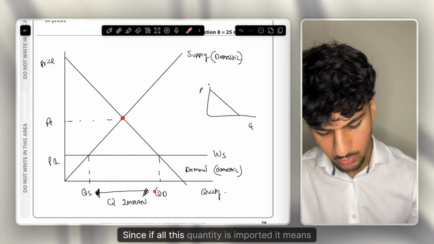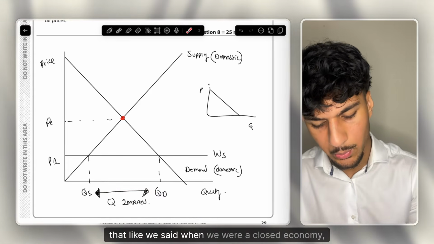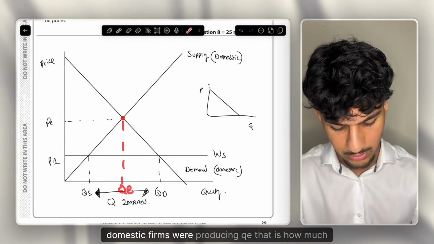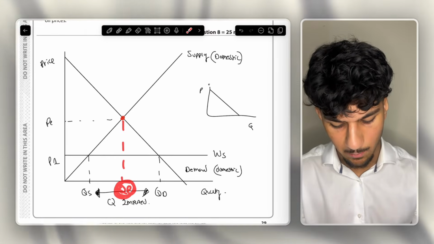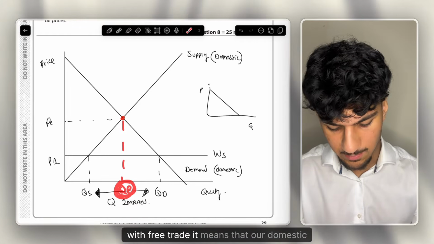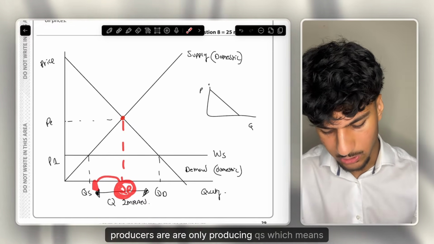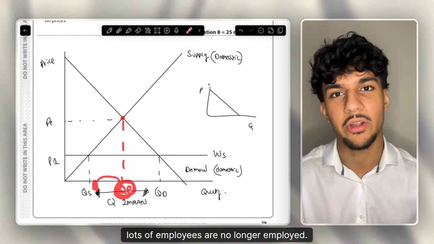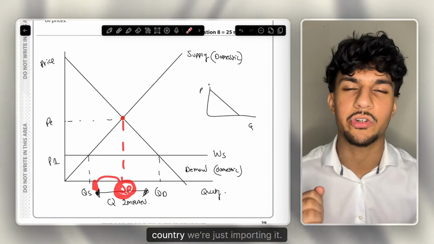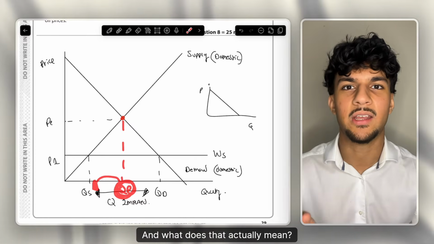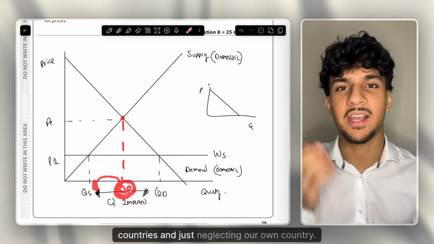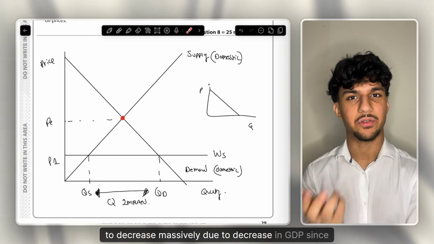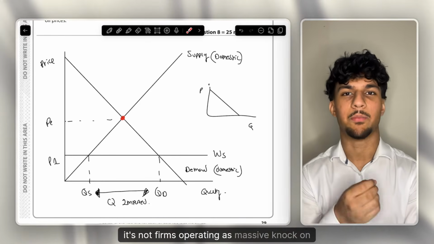Why? If all this quantity is imported, then when we were a closed economy, not trading with others, domestic firms were producing QE. But now, with free trade, our domestic producers are only producing QS, which means lots of firms have gone out of business and lots of employees are no longer employed, since instead of making the good in our own country, we're just importing it. And what does that actually mean? It means we're supporting other countries and neglecting our own country. That's going to lead to massive negative effects, like living standards decreasing massively due to a decrease in GDP, since firms aren't operating, and a massive knock-on negative effect.